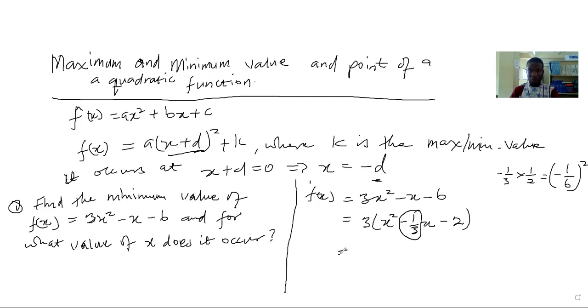So the function now becomes 3. Now we introduce a bracket, x squared minus 1 over 3x, then plus our new negative 1 over 6 squared, then minus the same thing, negative 1 over 6 squared, then now minus our 2 here, minus 2. We close our bracket.